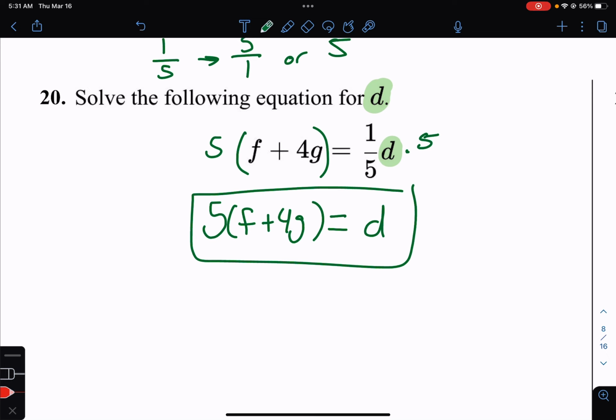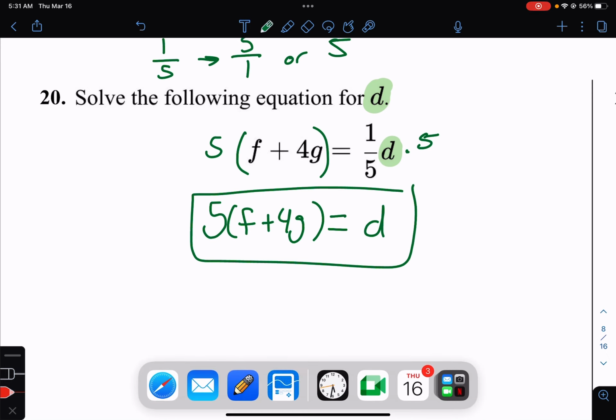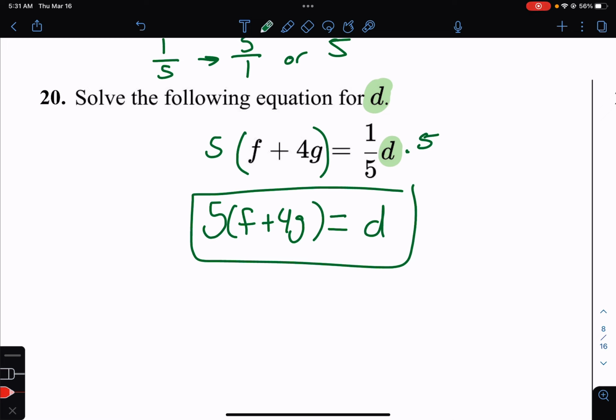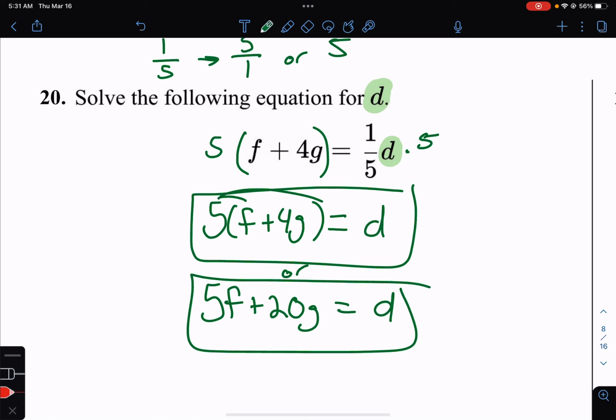So, the SAT is a multiple choice test. So let's say you got this as your answer and this didn't match anything. Another way we could continue to simplify this expression is just distributing the 5. So you could get 5f plus 20g equals d. Both of these are completely acceptable answers. It's just important that you recognize that, again, sometimes you can simplify a little bit further.